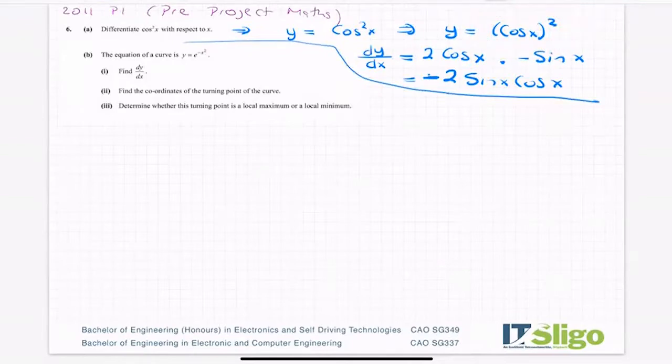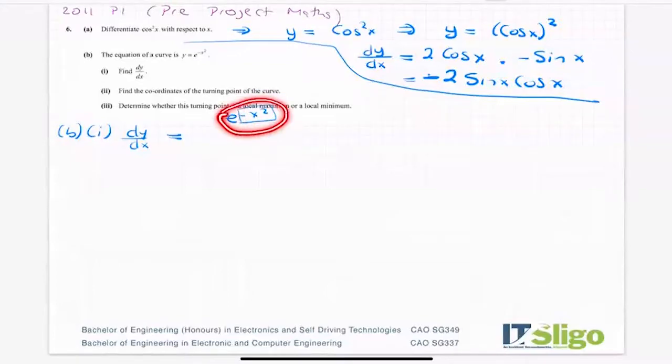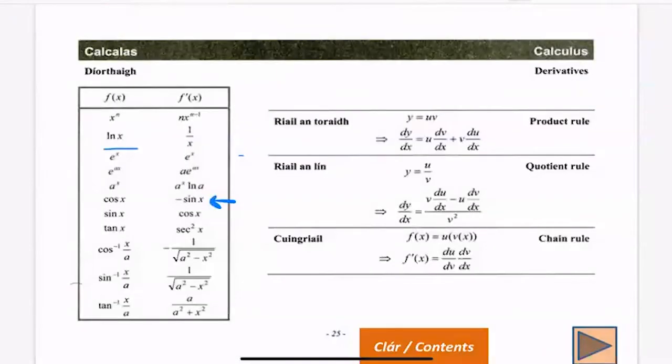Right, part B, the equation of a curve is y is equal to e to the minus x squared. Find dy dx. Okay, so part B, part 1, dy dx. So it's an e function. It's e to the minus x squared. So it's a chain because isn't that little piece there in itself a function, which means that is a function within the overall e function. Okay, so to differentiate an e function, e to the x becomes e to the x.